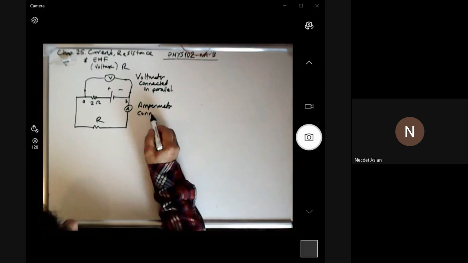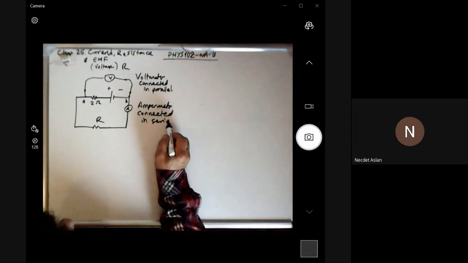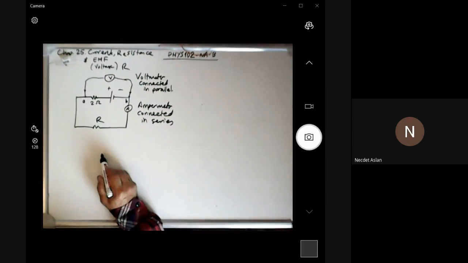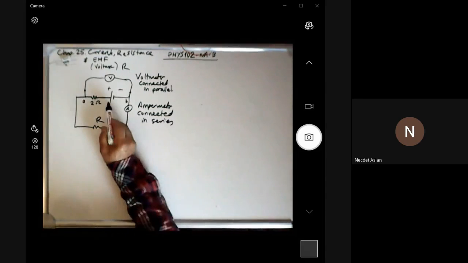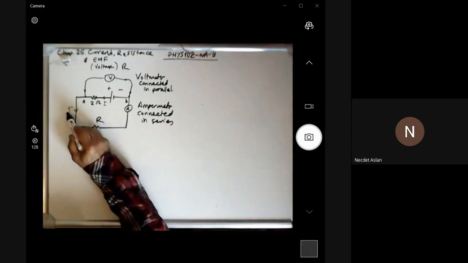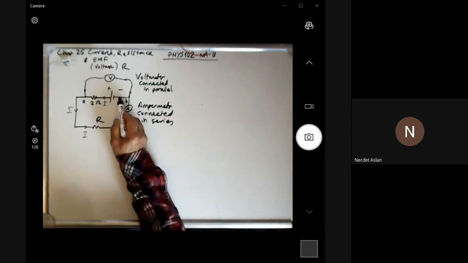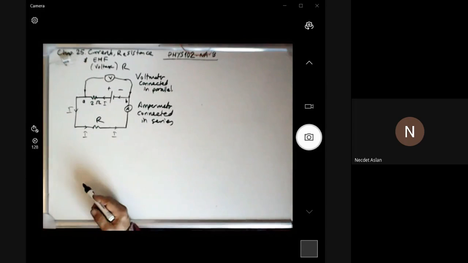So voltmeter is connected in parallel, but ampere meter is connected in series. So suppose we have this circuit. Now, in what direction will the current flow? Of course, from plus to minus. So the current direction will be this way. The same current will flow because there is no other branch. The current will flow and come back to the power supply again.